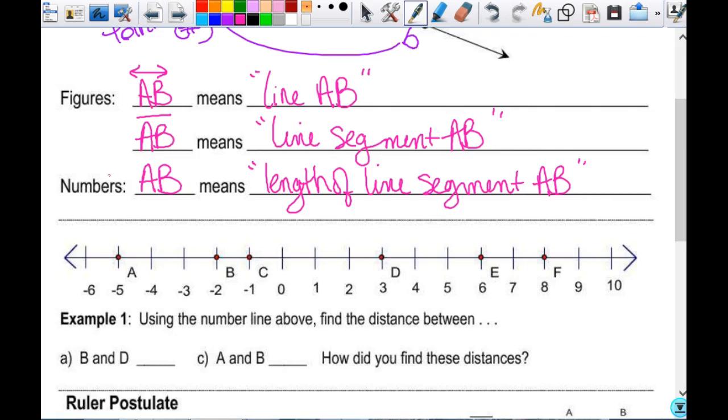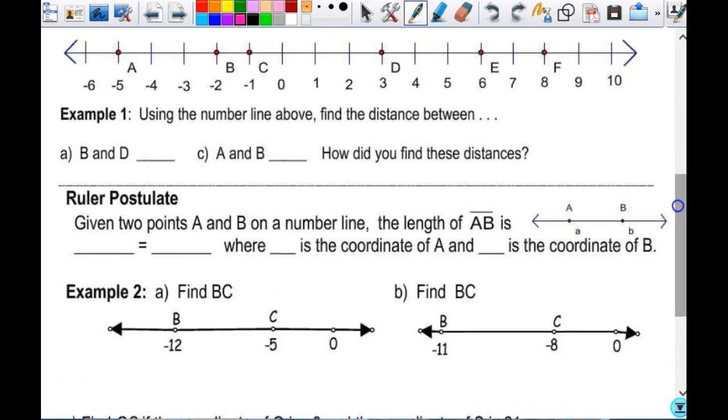So let's look at this number line. We're going to go through the number line kind of quickly together here. So using the number line above, find the distance between. So we're going to start with B and D. What would be the easiest way for me to find this distance? Count. So 1, 2, 3, 4, 5. Right? Distance is 5. Distance between A and B. So that is 1, 2, 3. Right? Easy enough? So we found these by counting.